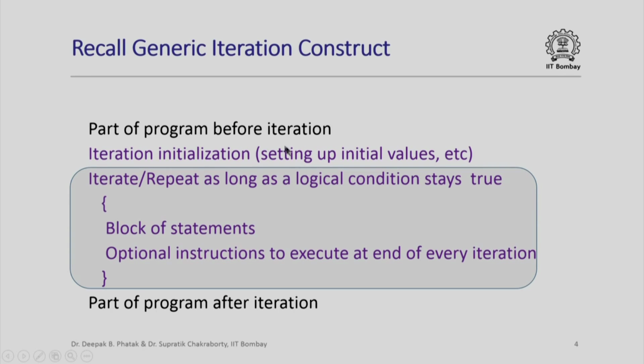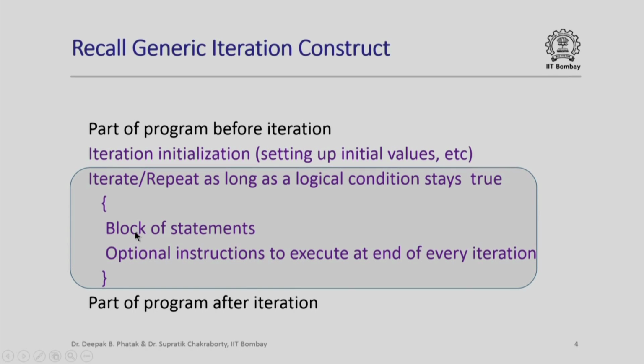Now recall from an earlier lecture, we had said that the generic iteration construct looks something like this. There is a part of the program that is executed before the iteration, then there is some iteration initialization code which sets up initial values of different variables that are used inside the iterative loop, and then we iterate or repeat as long as a logical condition stays true.